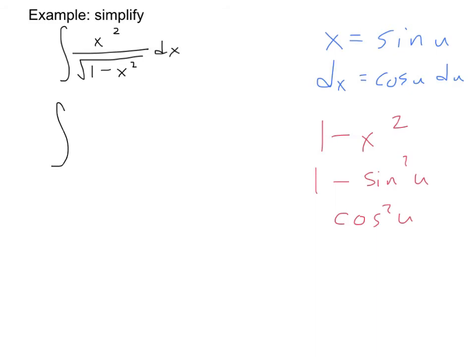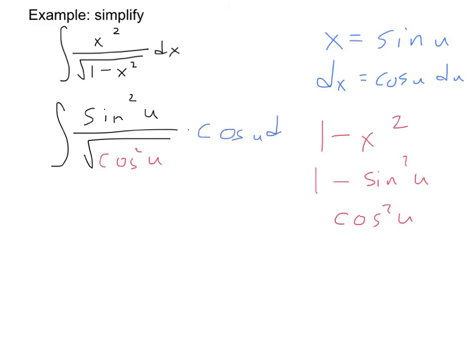We have the integral of x squared, which is now sine squared u, over the square root of cosine squared u times dx, which is cosine u du. And this is really neat because we know that this square root of cosine squared is going to become cosine, and that will divide out with the other cosine. So this integral ends up just being the integral of sine squared u du.